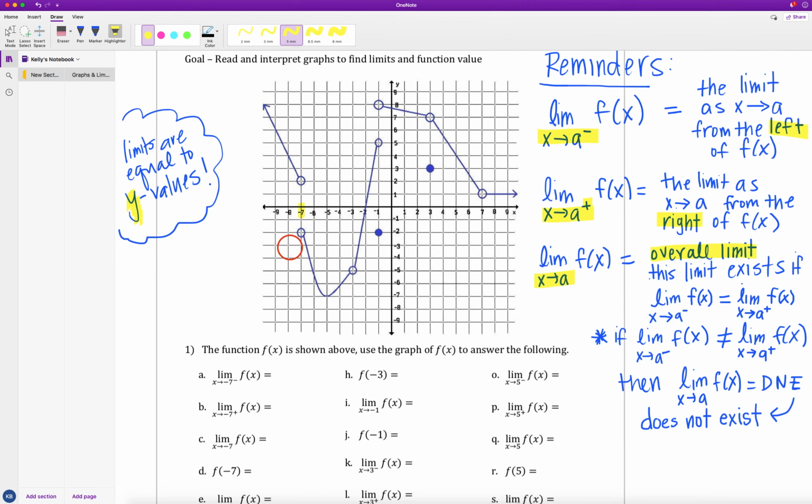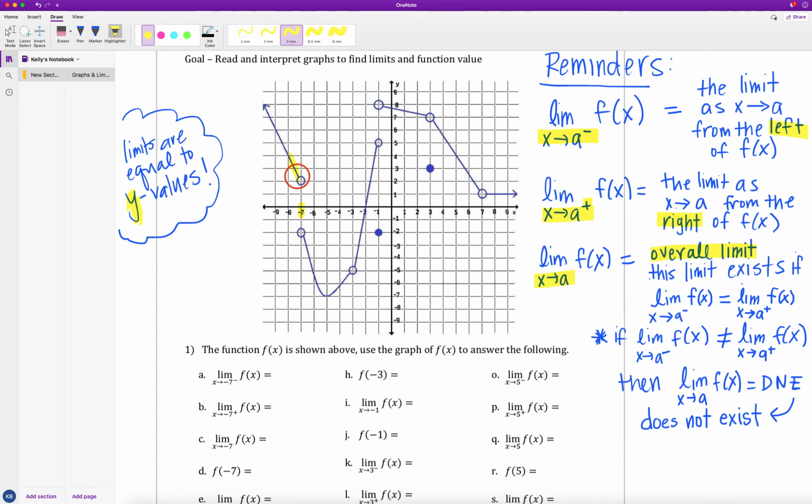But when we're looking at the limit as we approach from the left, we're trying to see which branch of this has a piece that is coming in from the left-hand side. So if I look at the top part of this, there's a piece that is approaching in from the left-hand side, and this is the part of the graph that we're going to look at for the limit as x approaches -7 from the left.